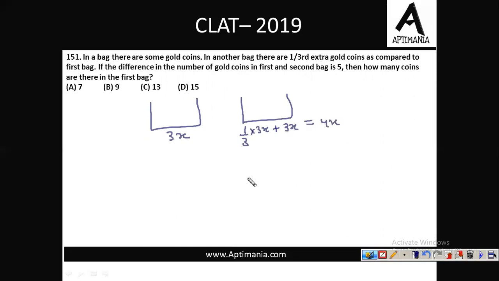If the difference in number of gold coins in the first and second bag is 5, so we are given that 4x minus 3x is 5, or simply x is 5. Now if x is 5, then 3x become 15 and 4x become 20. So then how many coins are there in first bag? 15. Option D.